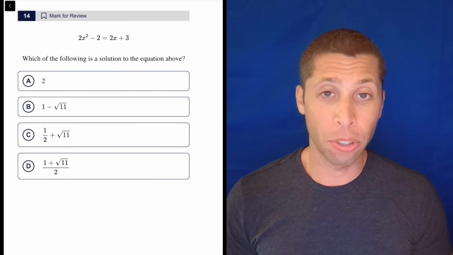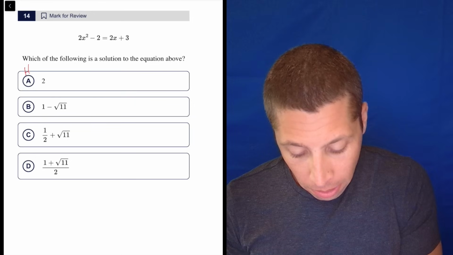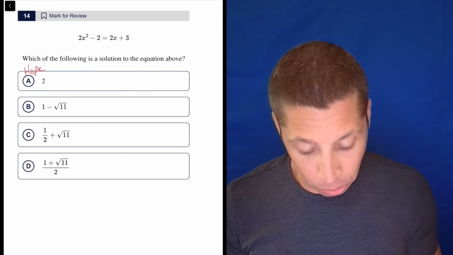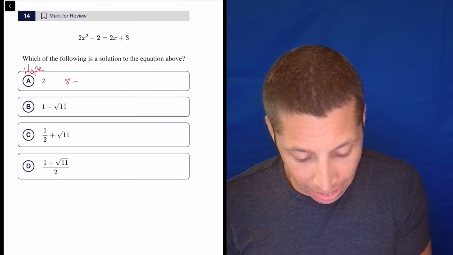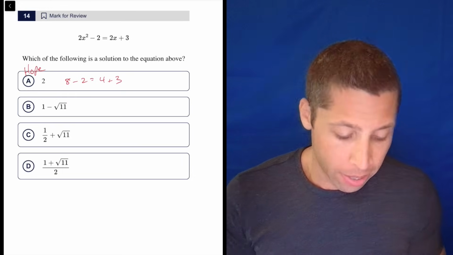For sure here, I would start out just hoping for the best, right? They want the solution. I'm going to hope that 2 is the answer, right? So 2 squared is 4. 4 times 2 is 8. 8 minus 2 is equal to 2 times 2 is 4 plus 3. No, 6 is not 7.